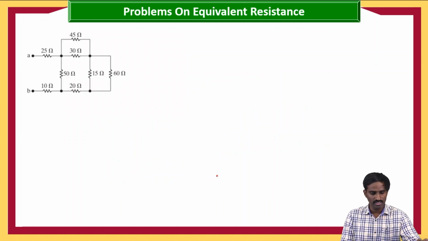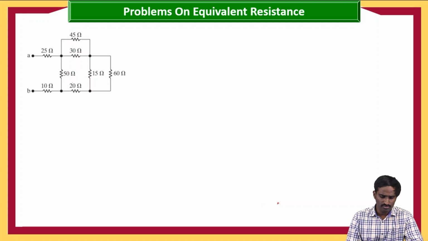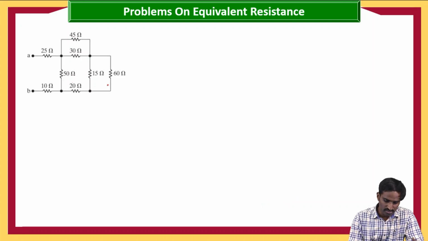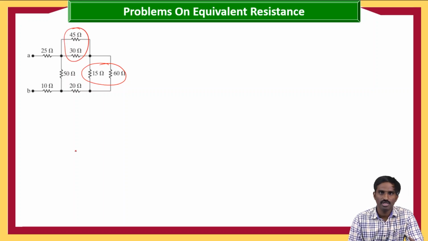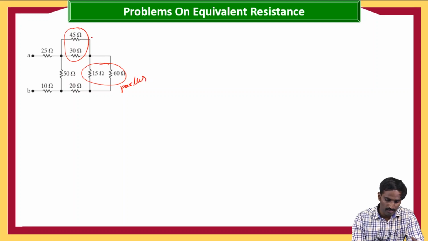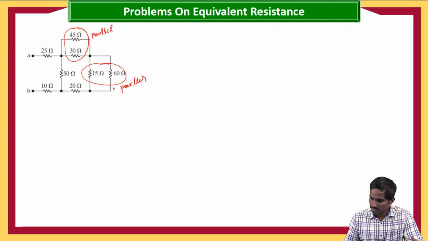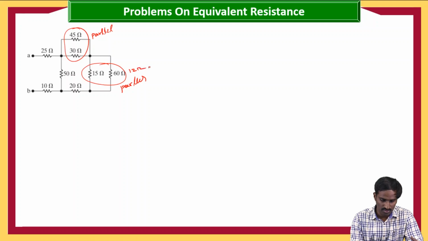Now there is another problem. This is also very simple, because as you can see, these two combinations and again these two combinations are in parallel, and these two combinations also are in parallel. Then this will be 15 into 60 divided by 15 plus 60, which is 75, so here it is 12 ohms.